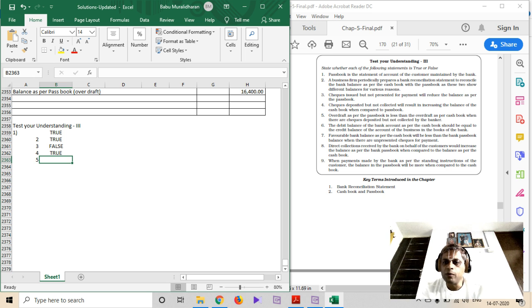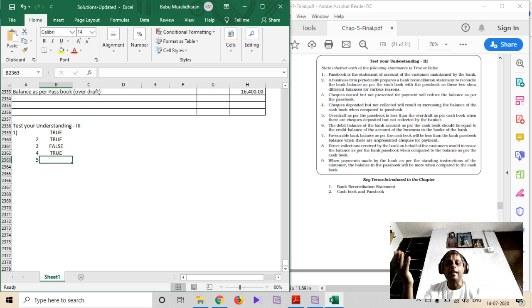Question 5. Overdraft as per the passbook is less than the overdraft as per cash book when there are checks deposited but not collected by the banker. Same logic. Here, overdraft as per passbook is less than the overdraft as per cash book? No. Because when we collect the check, overdraft as per cash book will come down. Same logic, debit bank and credit customer account, sundry debtors account. So by debiting bank, overdraft in cash book bank column will come down.